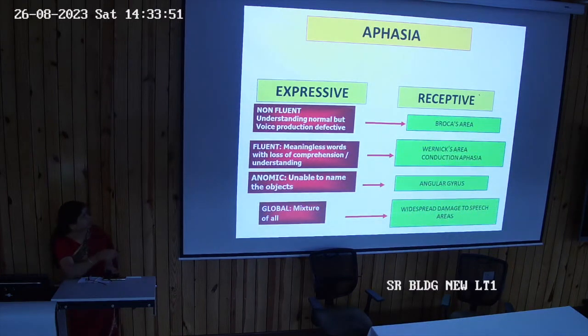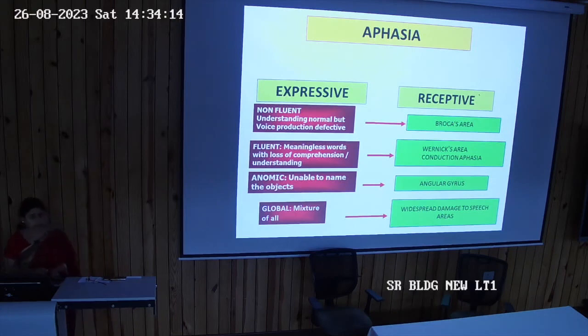If it is non-fluent, which area? Broca's area. If it is these meaningless words, the area affected is Wernicke's area. Okay, anomic, it is the angular gyrus, present near the occipital lobe. And global, that is a mixture of all, widespread damage to the speech area or the language zone. This is the simplest classification of aphasia we can give.